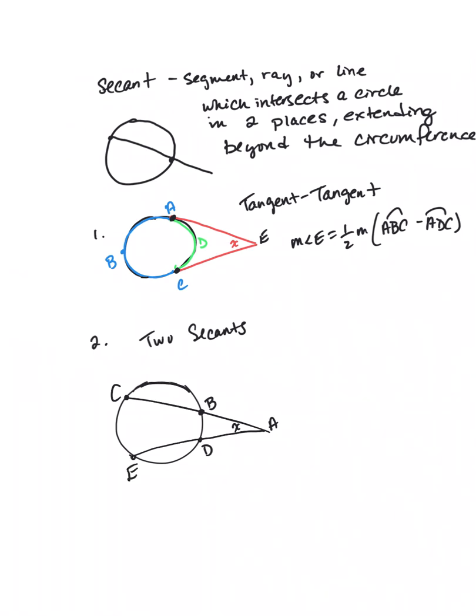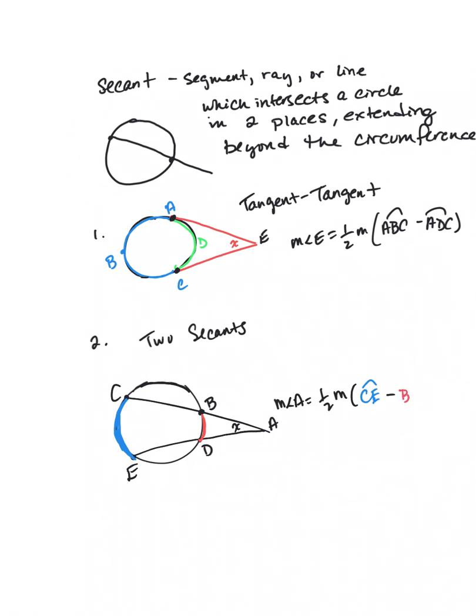Okay, so this angle outside of the circle, so the measure of angle A is equal to half the measure of the difference of arc CE. Okay, it has to be on the interior of the angle. Arc CE minus arc BD.